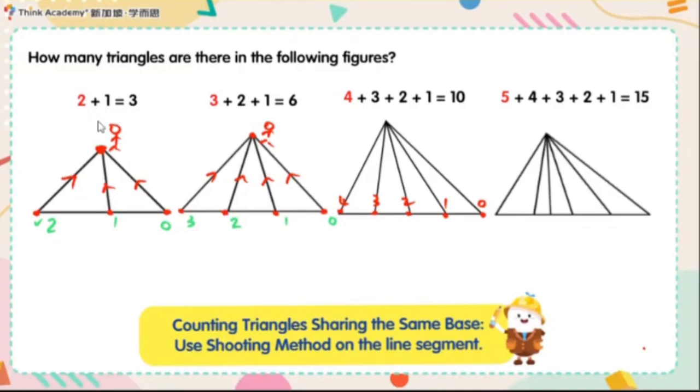The shooting method simply involves starting from the left, shooting to the right. How many pairs can you form? How many points to the right can you shoot to? So you start from each point, and then you see how many points are to its right: 4 points to its right, 3 points to its right, 2 points to its right, 1 point to its right, and so on and so forth. And you add up the total number of pairs. Okay, so this is part 1.